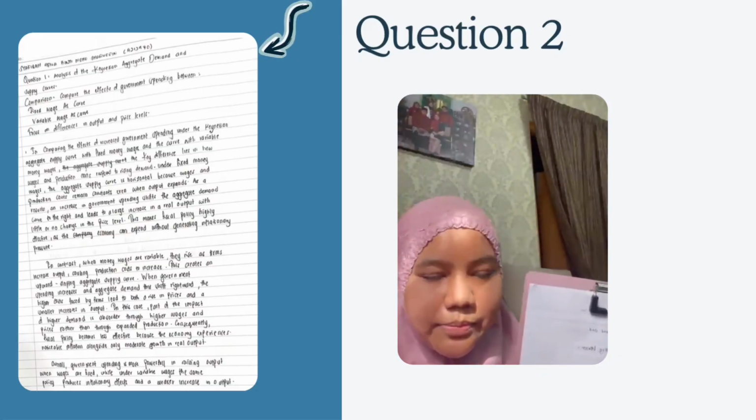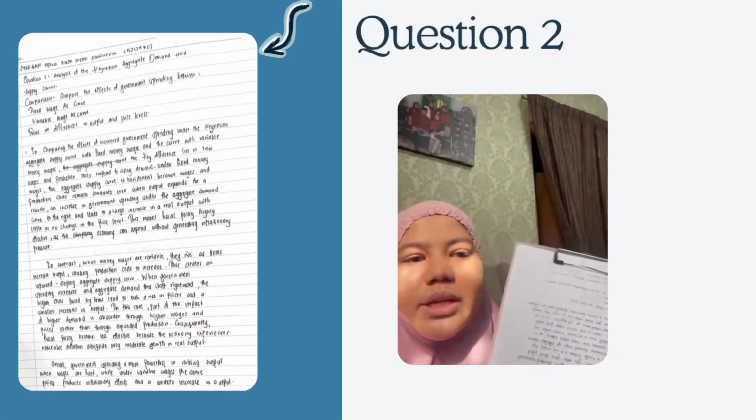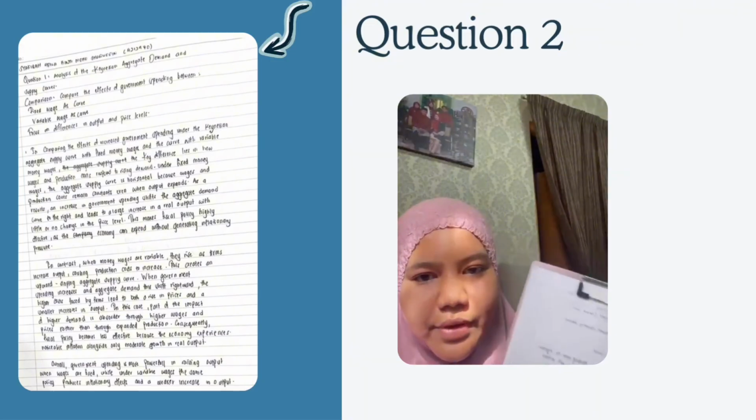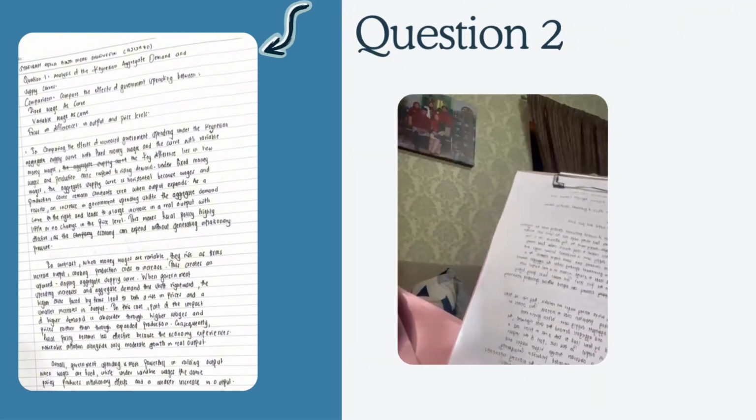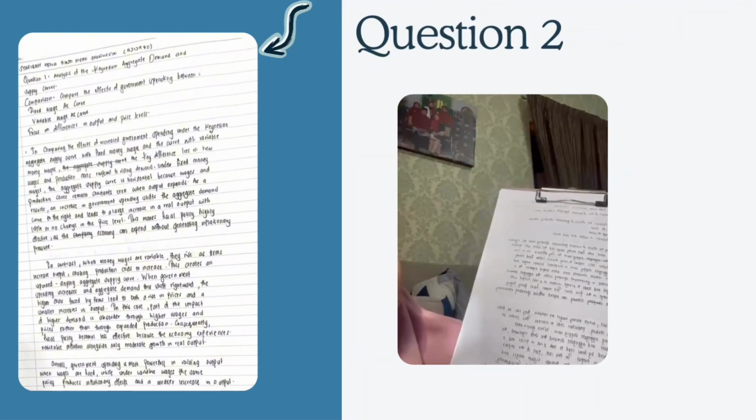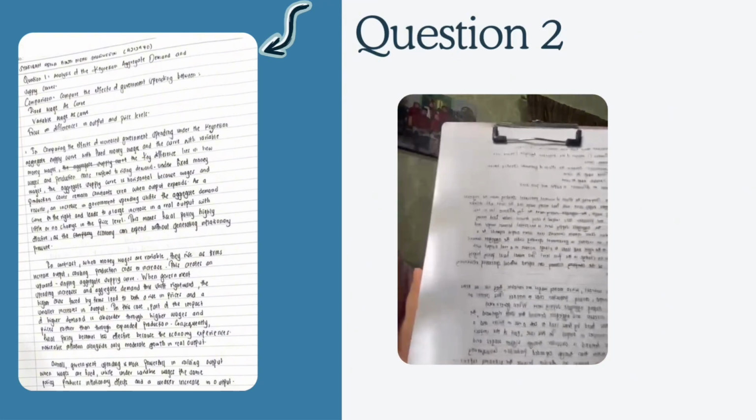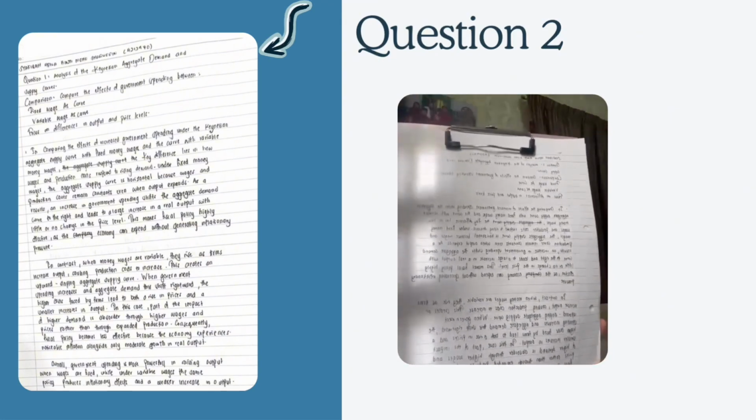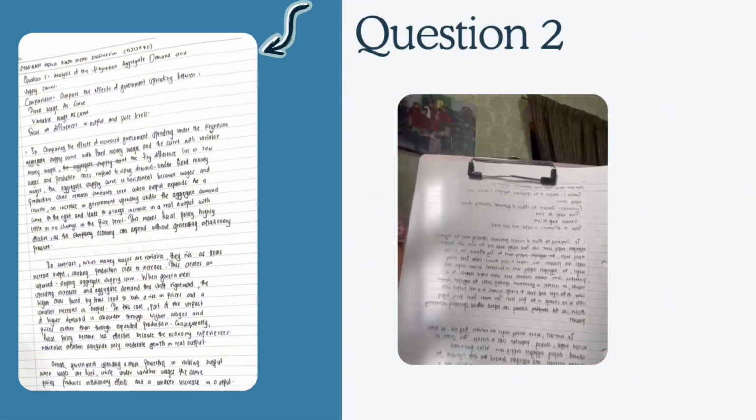In summary, government spending has a strong output effect and low inflation when wages are fixed, but a weaker output effect and higher inflation when wages are variable. So that's all for question 1 and for the comparison.